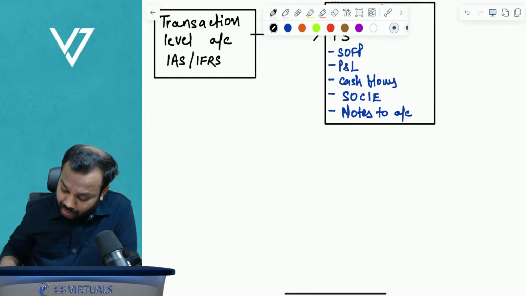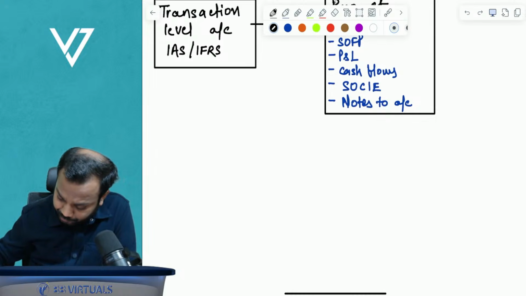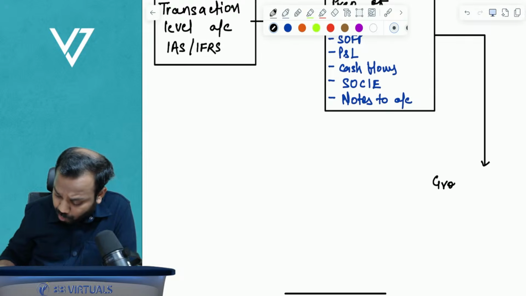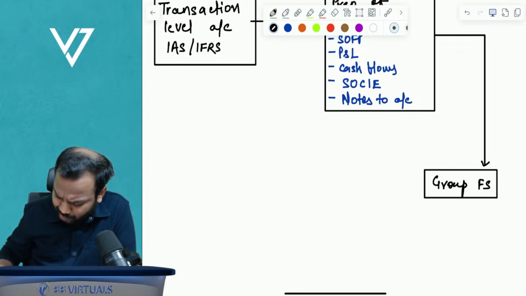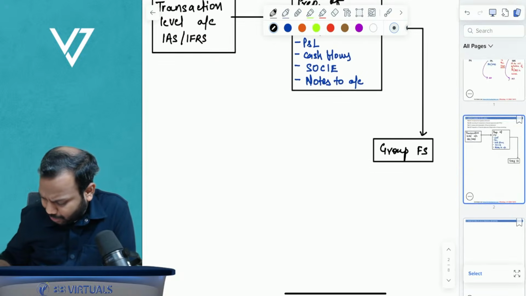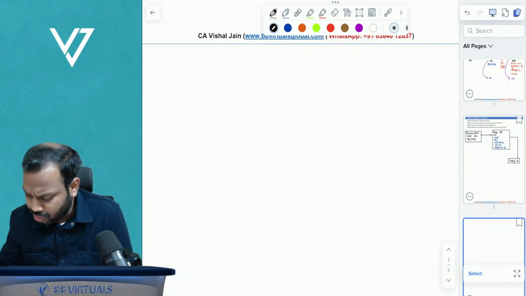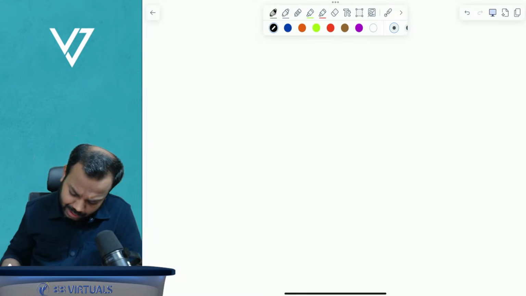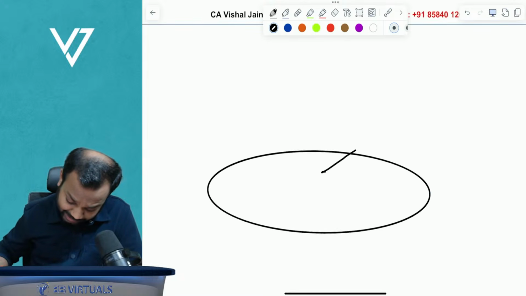Now, from these financial statements, we will prepare group financial statements. What is the meaning of group financial statements? Let me guide you on this. Let's suppose, I believe all of you know Tata Group. Understand, this is Tata Group. It has multiple companies.